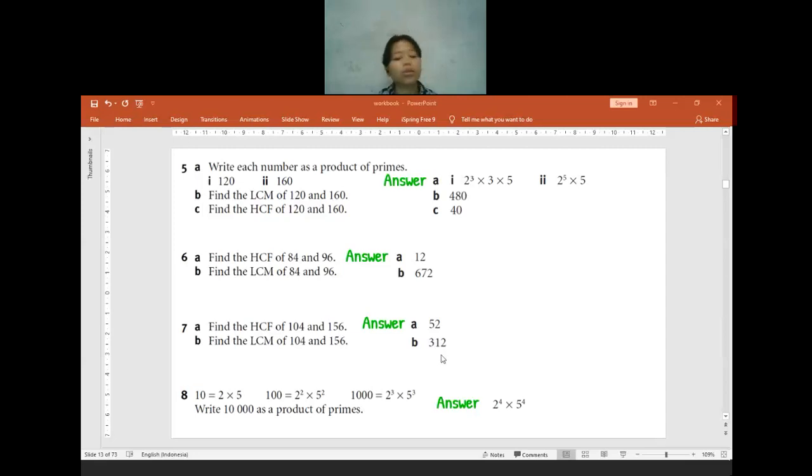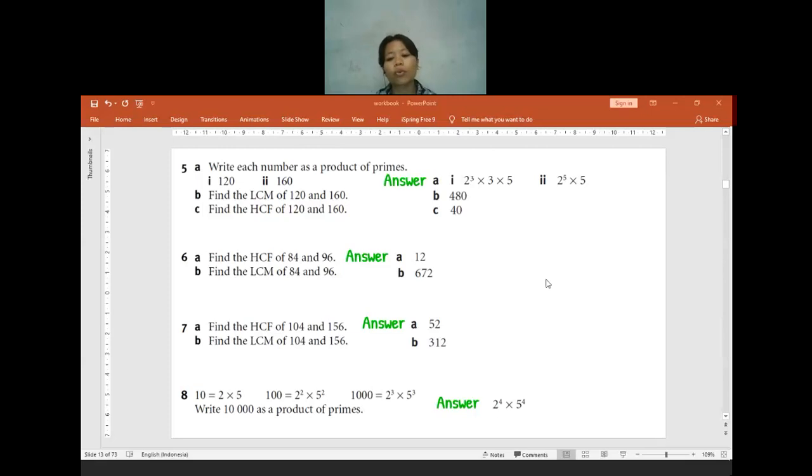Is there anyone who got a different answer or is confused at question 7? Question 7 was your homework, so you can check. If anything is confusing, please feel free to ask. No one is asking, I think. The chat box is still empty.